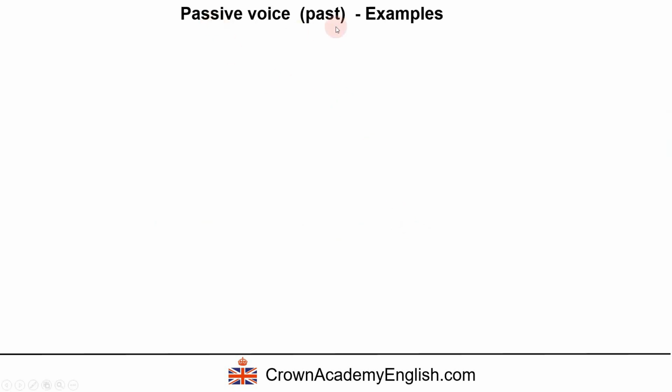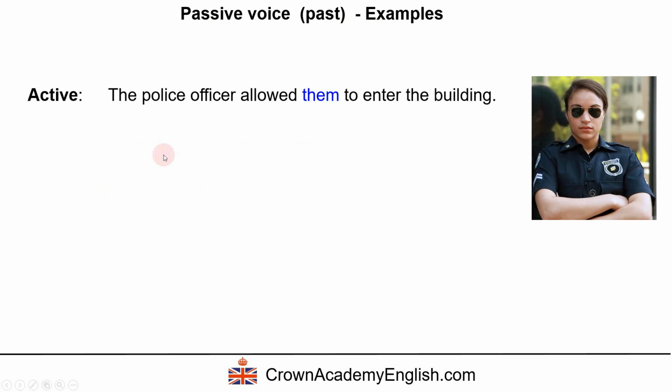Now let's look at the past. So in the active, the police officer allowed them to enter the building. The police officer allowed them to enter the building. So this is the past tense because it's the past simple, ed. So this is the past simple. Okay, past simple.